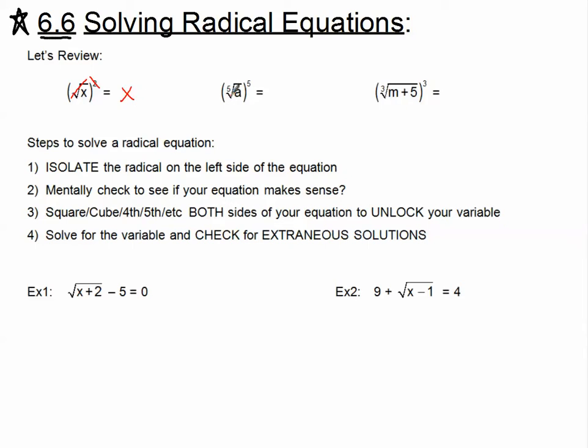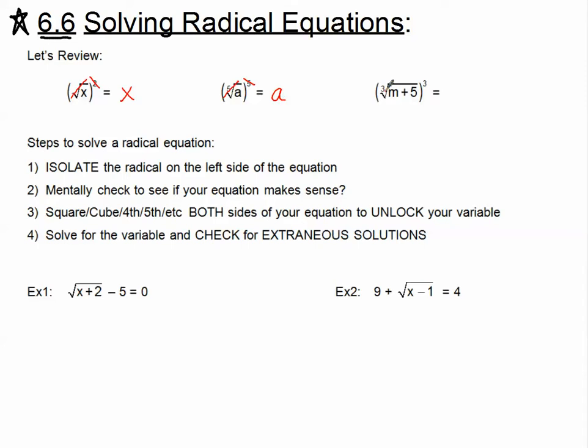If we take the fifth root of something and raise that to the fifth power, because the index and the exponent are the same, they will cancel out because they are inverse operations. And then a would be all that's left, just the radicand pops on out.